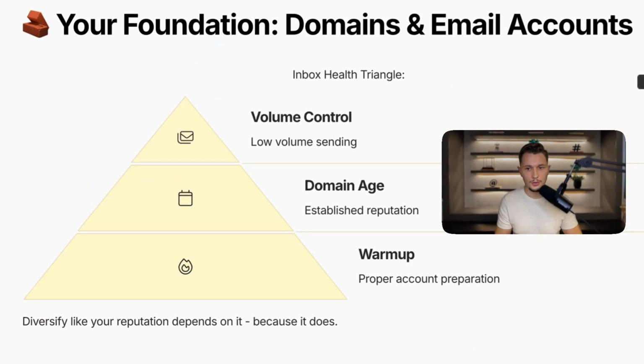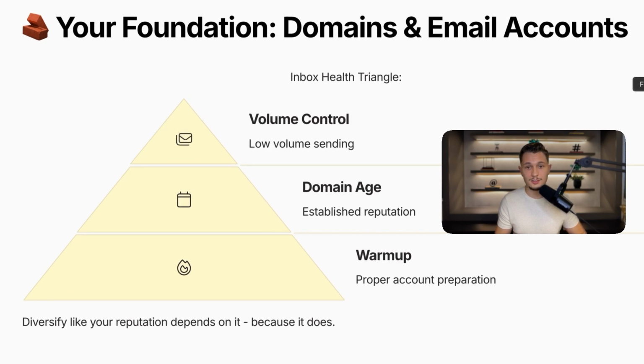First things first, the foundation: domain and email accounts. I'm going to show you the exact inbox health triangle that we use in all of our companies, which is actually very simple to understand. It's going to be, at the very top, volume control, which is very low volume of sending, and I'll explain why. Then domain age, establishing a very good reputation. And then warm-up, proper account preparation.